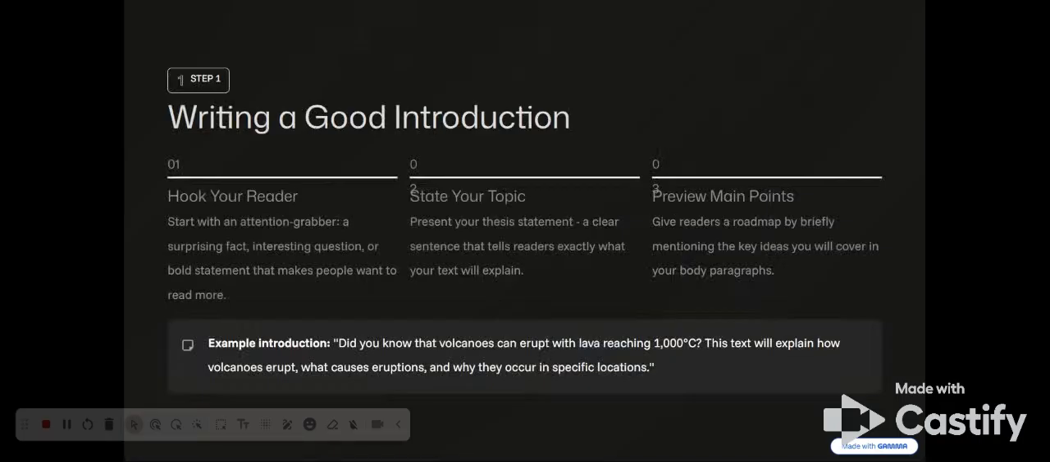To write a good introduction, you have to first hook your readers. So you have to grab their attention. And then you can state your topic and preview the main points of your text. Therefore, your introduction will be 2, 3 sentences. So there can be one sentence for the hook and one sentence for the topic and the main points, or one for the hook, one for the topic, and one for the two main points. So your introduction shouldn't be very long, between, I'd say, 20 to 35 words or so.